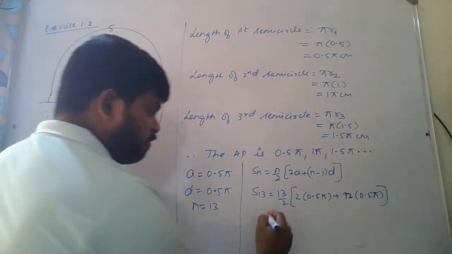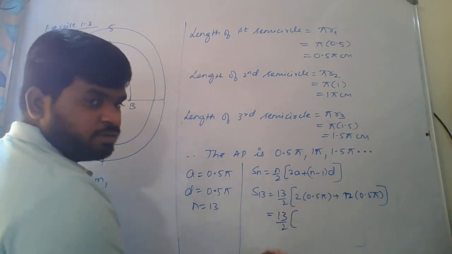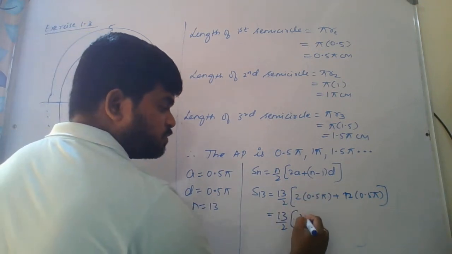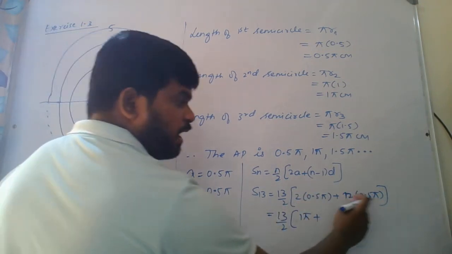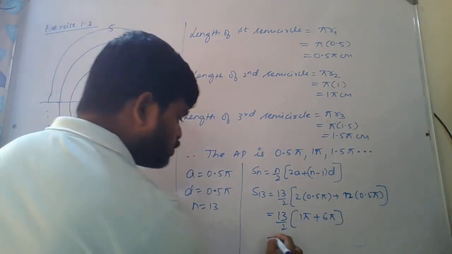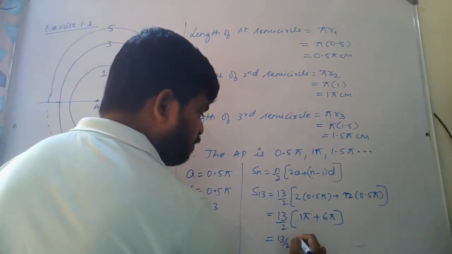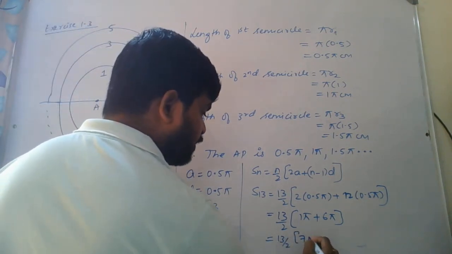Okay. Similar way, 13 by 2, 2 into 0.5 becomes 1 pi. 12 into 0.5 becomes 6 pi. So you get 13 by 2 into 1 pi plus 6 pi, which is 7 pi.